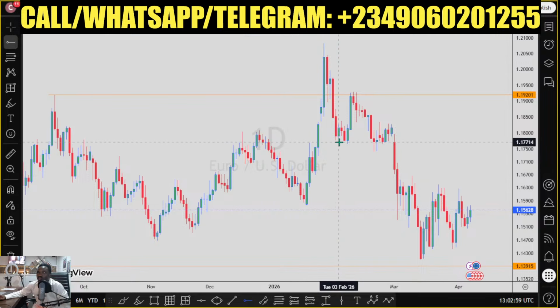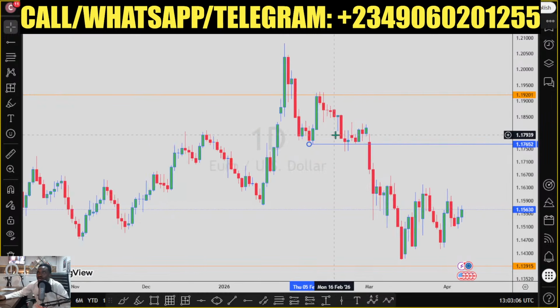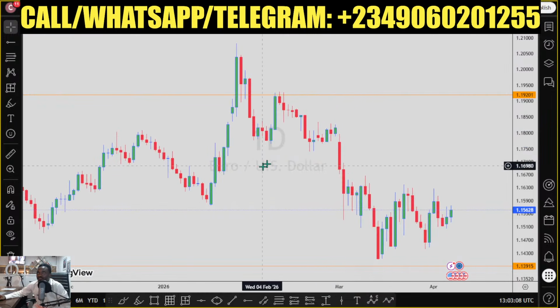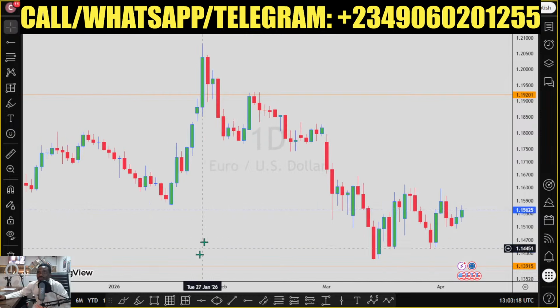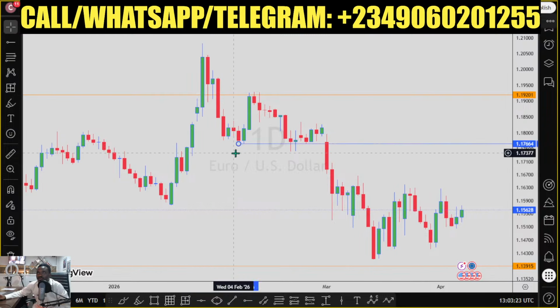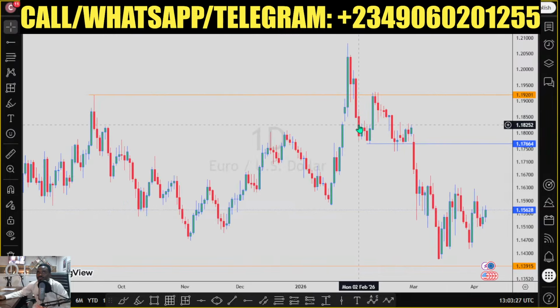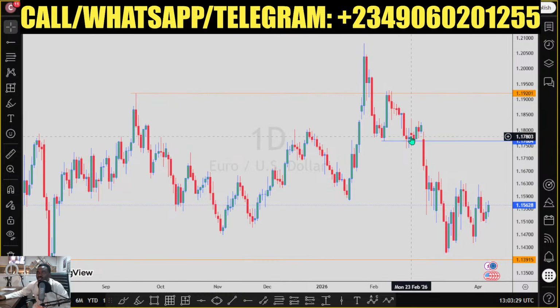But we can put one here as a minor level. Now I'll tell you the reason. For those who don't know the reason why we have to put a level right there, study this movement here. When price got here, we bounced all the way up. This level gave us a rejection of this high before price bounced all the way down.